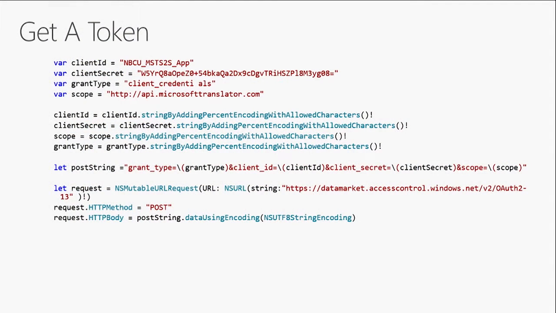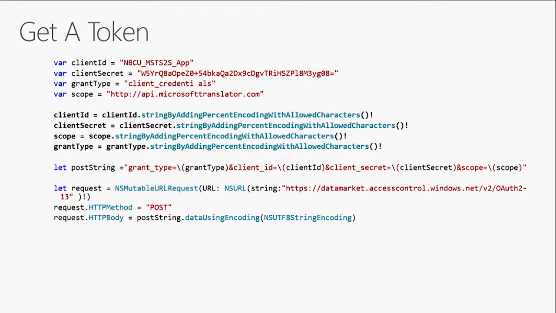So let's look at the code. The first thing you need to do is get an OAuth token. And there's 4 parameters that you need to send in: the client ID, the client secret, grant type, and scope. The secret and the ID you get at the time that you set up the account with Microsoft Translator.